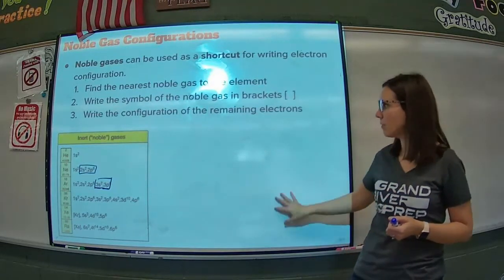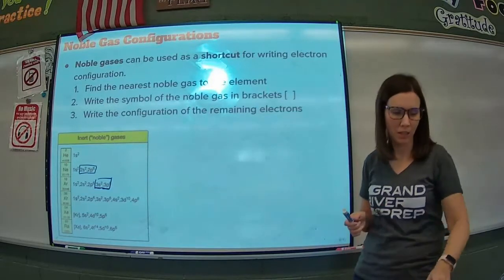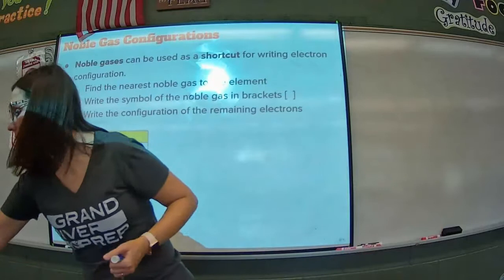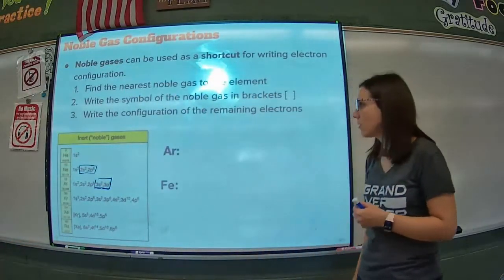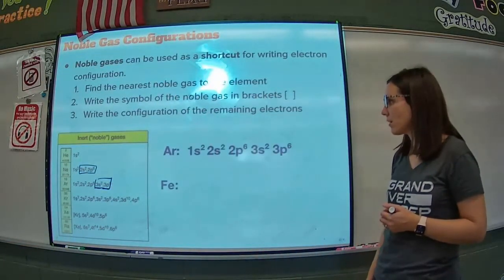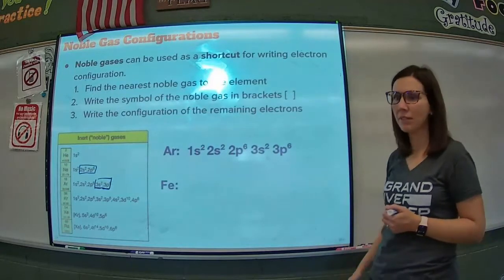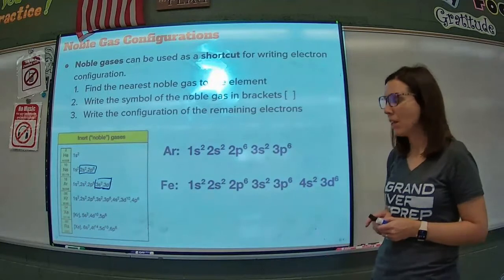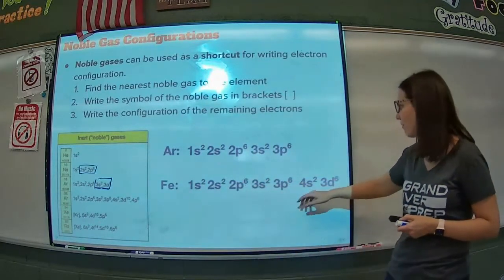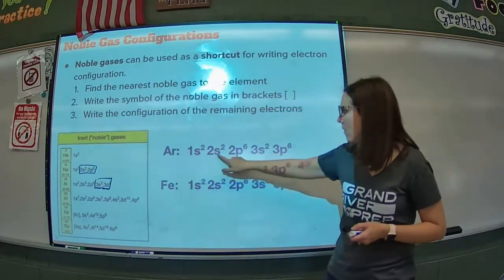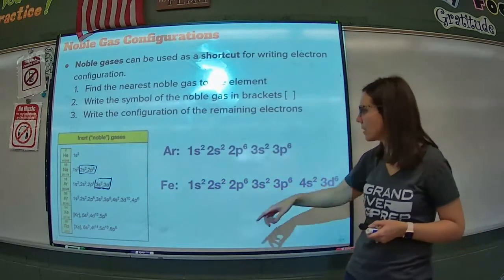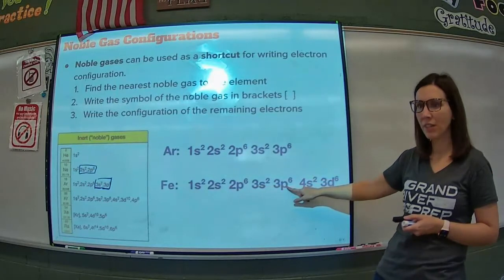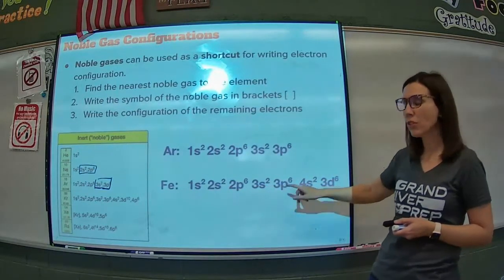What we're going to do with that is use the noble gases to shorten our electron configurations, and we can see that here. Here's the electron configuration for argon. Here's the electron configuration for iron. We see this big, long configuration, but we can see that this configuration for argon is the same as this chunk of the electron configuration for iron. So we can shorten that.